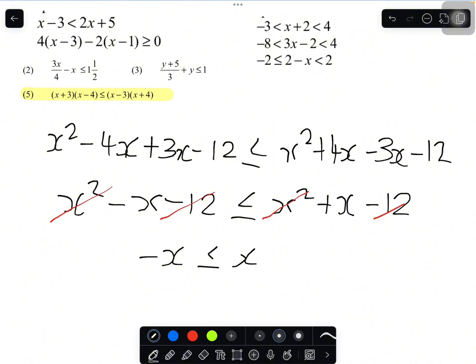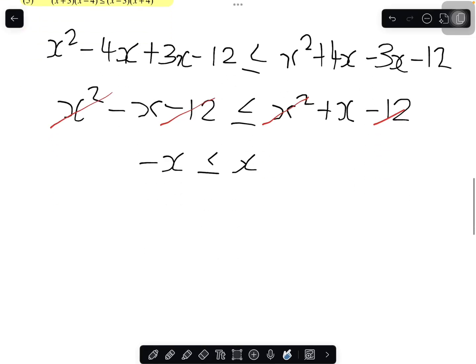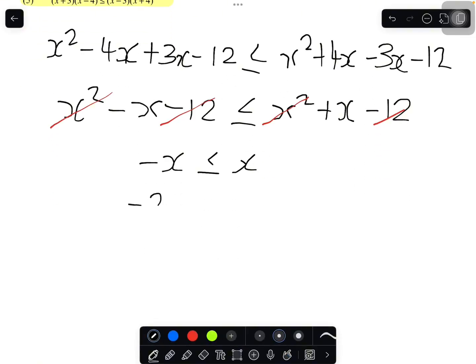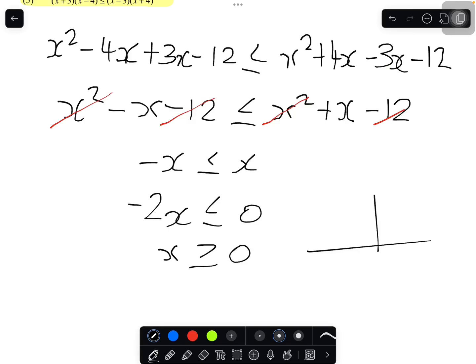So I'll have minus 2x is less than or equal to 0. I have x is greater than or equal to 0. We're going to put that into our number line.